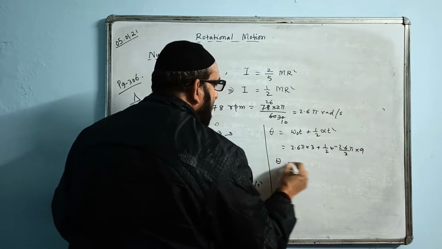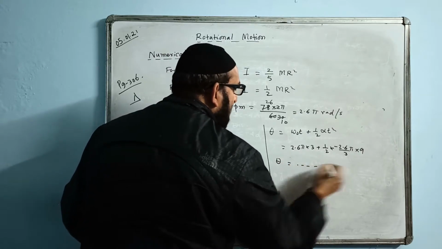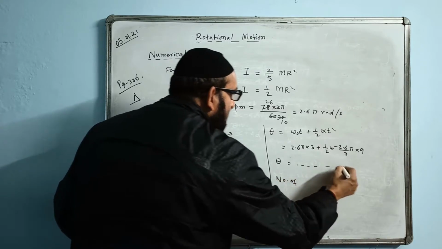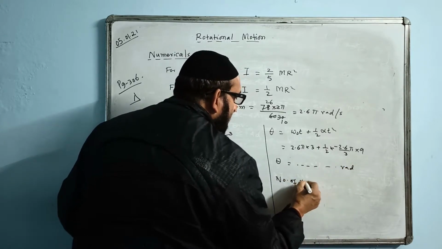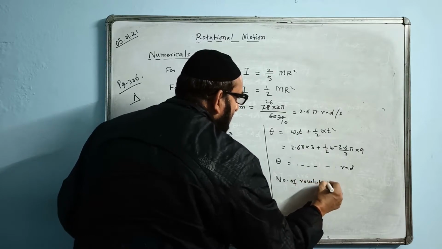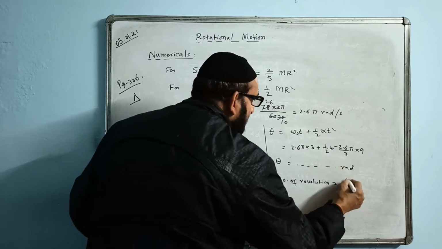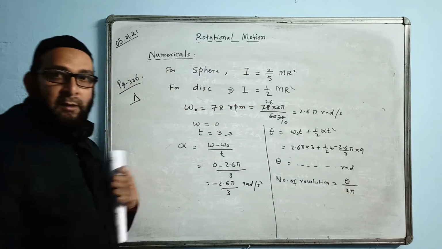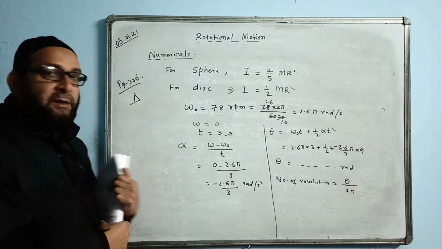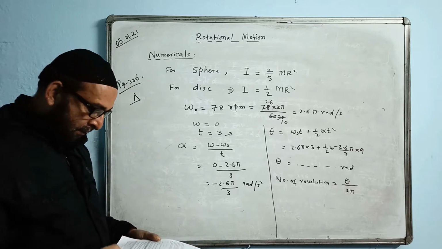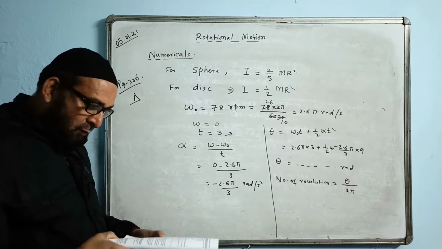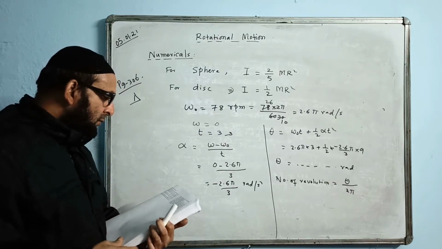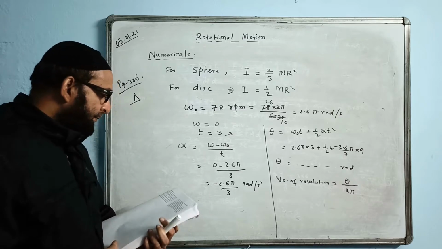You calculate the value of theta, it will come out as something. Then the number of revolutions will be equal to theta upon 2 pi. This answer divided by 2 pi will be the answer, and the answer will match the book answer. Okay, number 1 is easy. So we will be doing another one.